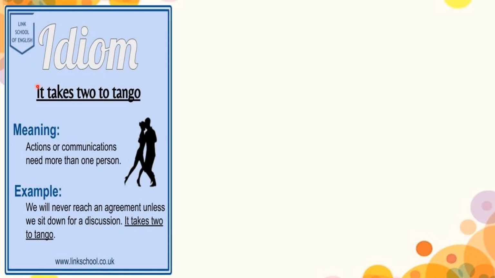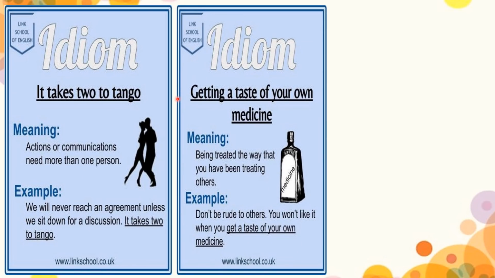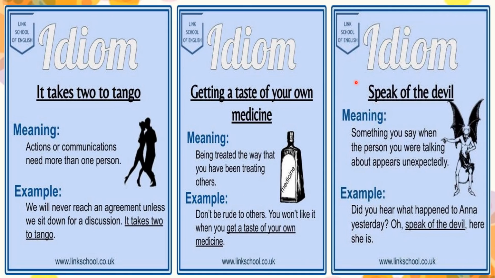Next class, it takes two to tango, meaning actions or communications need more than one person. Example: We will never reach an agreement unless we sit down for a discussion. It takes two to tango. Next, getting a taste of your own medicine, meaning being treated the way that you have been treating others. Don't be rude to others. You won't like it when you get a taste of your own medicine.